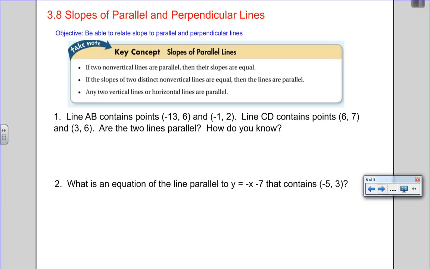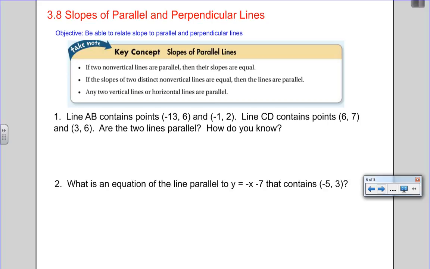3.8. If two non-vertical lines are parallel, then their slopes are equal. Two parallel lines have equal slopes. That's all that says. If the slopes are equal, then the lines are parallel, and any two vertical lines or any two horizontal lines are parallel.